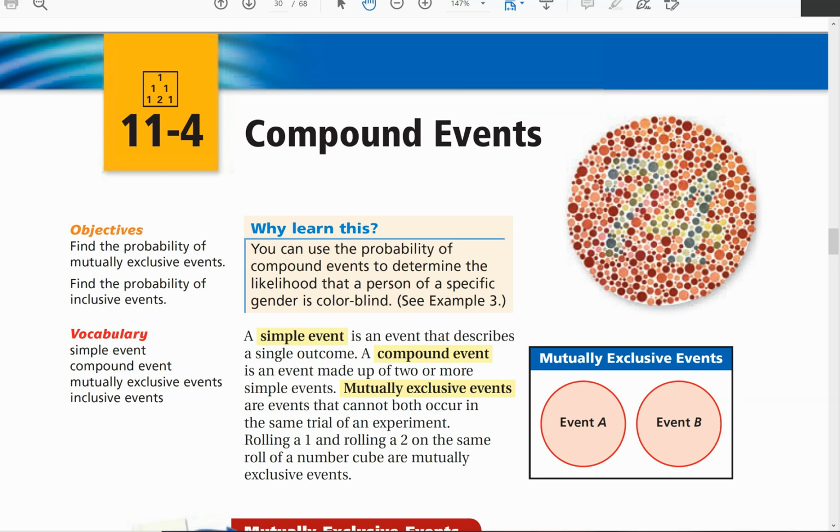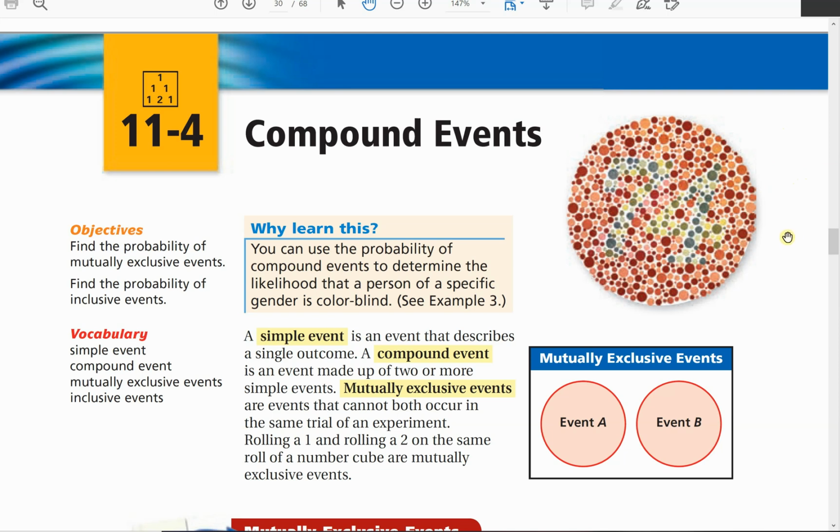If you recall in 11.3, we talked about events that are independent or dependent, where one event depends upon what happens with the first event that took place. This is a little bit different. So the probability in the math is a little bit different, but the concepts aren't all that dissimilar, and you'll see what I mean. So a simple event is an event that describes a single outcome.